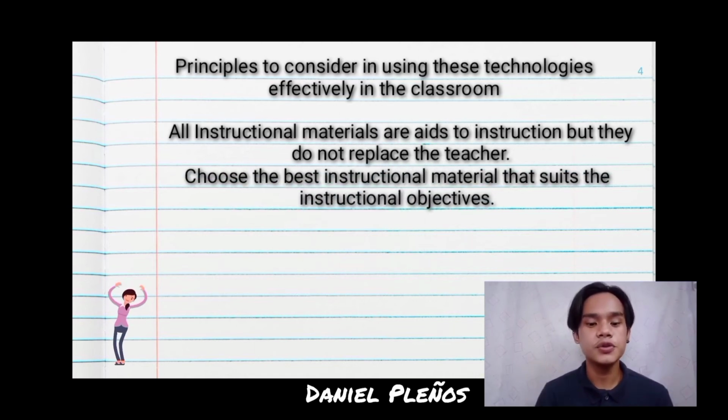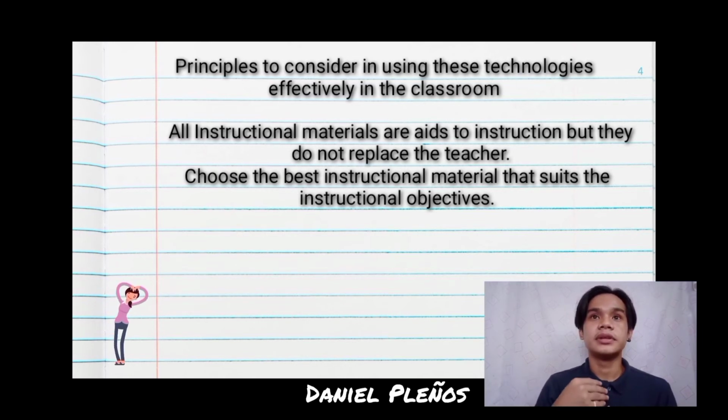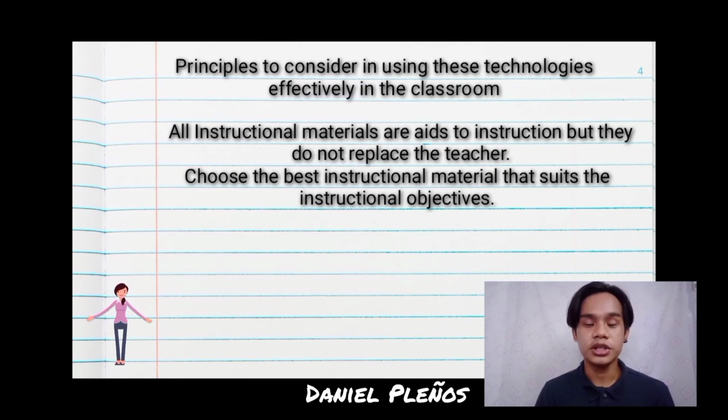Second, choose the best instructional materials that will suit the instructional objective. Of course, the teacher must know what instructional materials na gagamitin niya just to fit the instructional objective na ginawa niya. Like for example, the teacher is going to present a video. So, ano ba yung instructional na gagamitin niya? Pwede laptop, TV, projector, mga ganon.